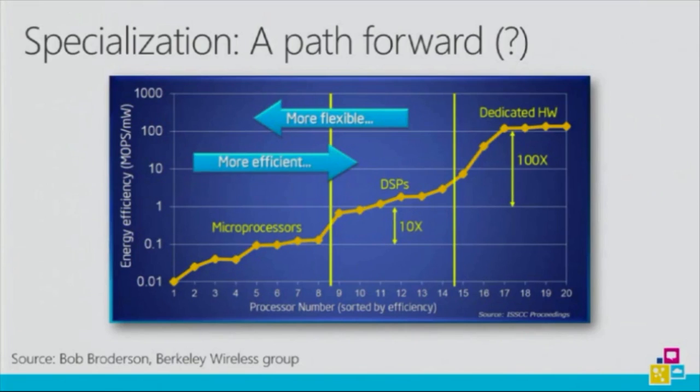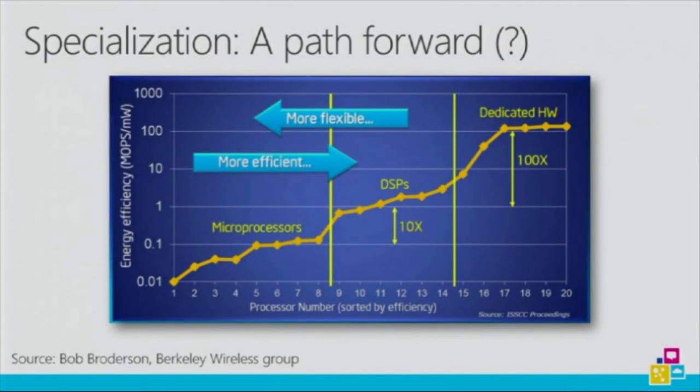He took a number of chips from the ISSCC proceedings between 1997 and 2001, and categorized them by function and efficiency. On the y-axis, you basically have energy efficiency. And on the x-axis, they've sorted the processors based on how efficient they are. The category on the left is general purpose microprocessors. These are the things that are nice and easy to program, and they run everything. They just run everything very inefficiently. But as long as the party's still going, we don't care.